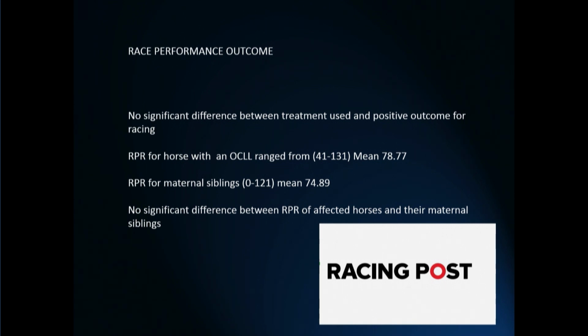So, in summary, our first hypothesis, that the affected horse will be less likely to race than their maternal siblings, was true. But our second hypothesis was proven to be false: these affected horses performed no differently than their maternal siblings.